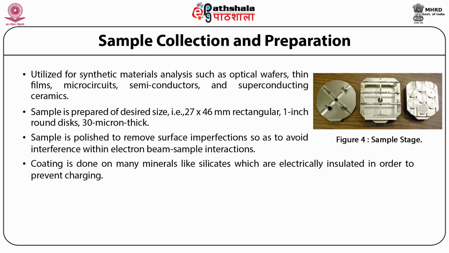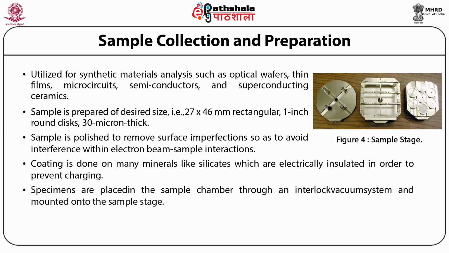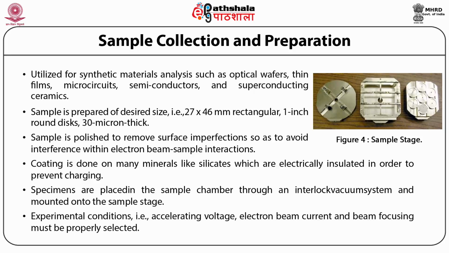be minimized. Next, the specimens are placed in the sample chamber through an interlock vacuum system and mounted onto the sample stage. High vacuum can be achieved by pumping the sample chamber. Then, the experimental conditions, that is, accelerating voltage, electron beam current, and beam focusing, must be properly selected.